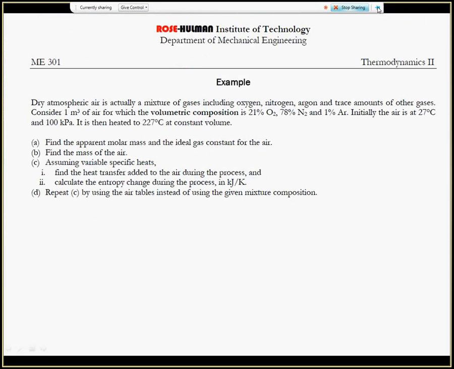All right, so as always, you may wish to pause the recording at this point in order to read the problem statement and come up with your own method for a solution.